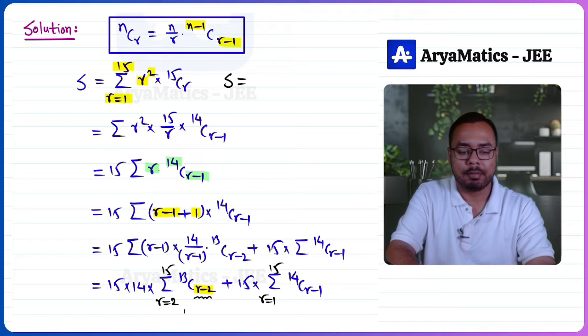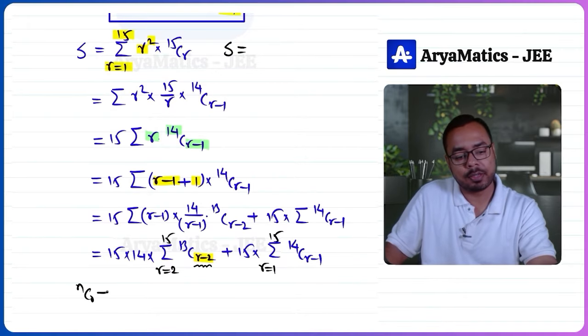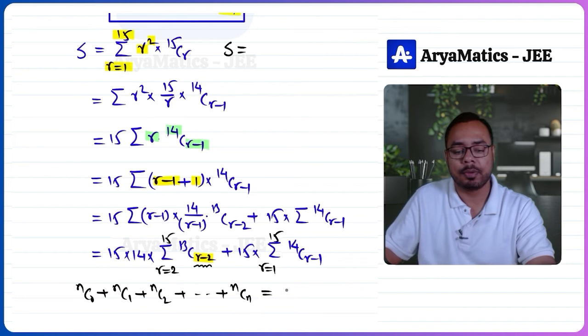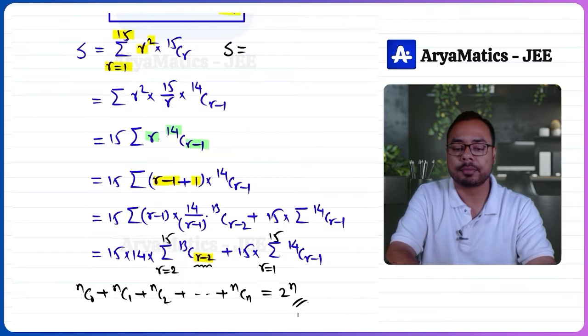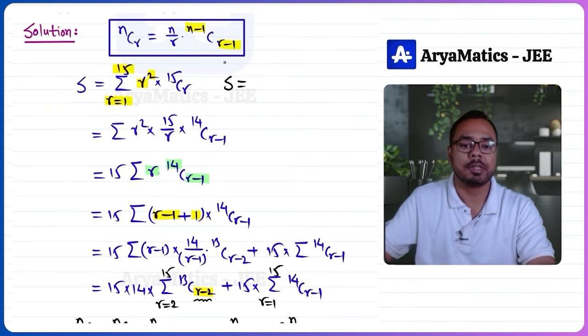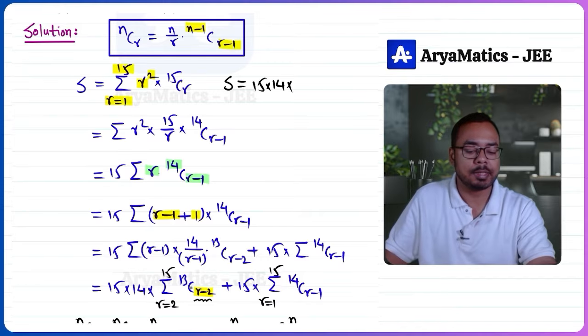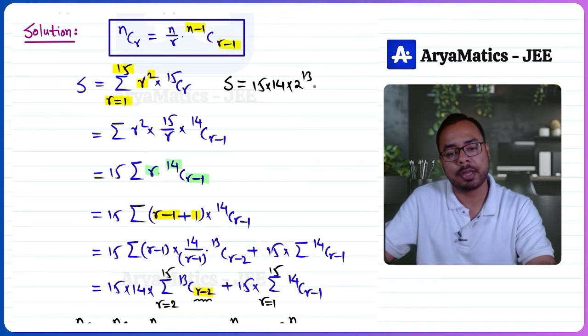13C13. You must be familiar with this result, but again I'll write it: if I have nC0 plus nC1 plus nC2 up to nCn, the sum of all binomial coefficients starting from 0 up to n is 2 raised to n. So that means this first sum you can write as 15 into 14, and then this series will start from 13C0 up to 13C13, so that will be 2 raised to 13.